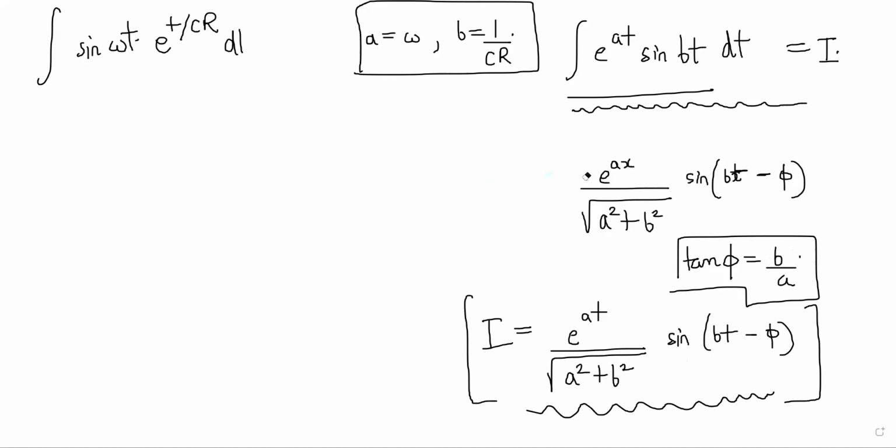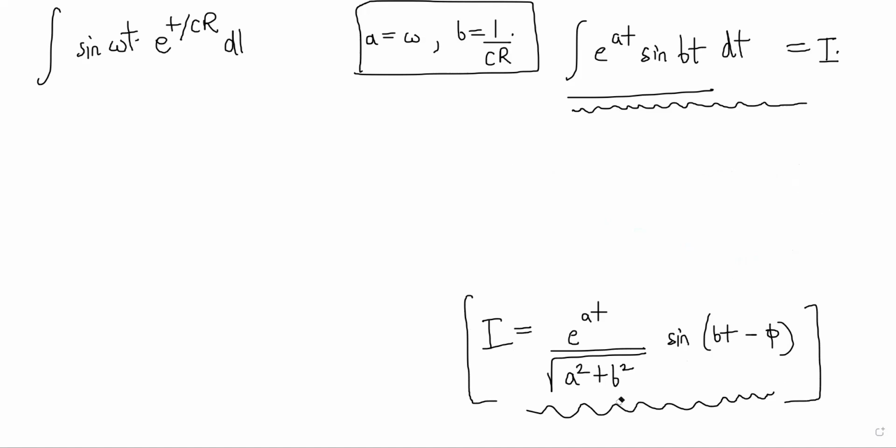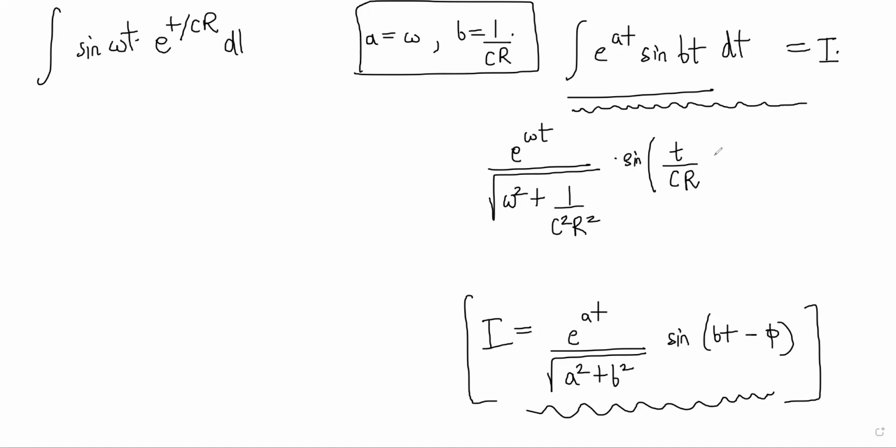So, okay. This is my integral. And now we will put a as omega, b as this, right? So we'll get e power omega t by root over omega square plus 1 by c square r square sine bt by tr. Sine b or sine a? Okay, that seems wrong. I have a is omega, b is 1 by CR. Seems like we made some mistake somewhere, okay? You are getting sine t by CR, you are also getting this.